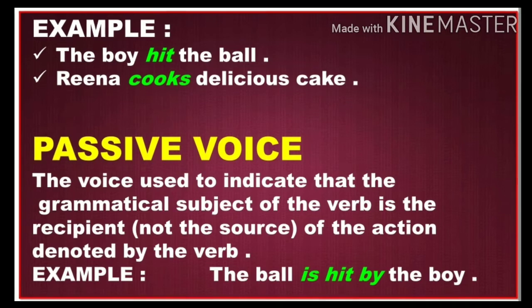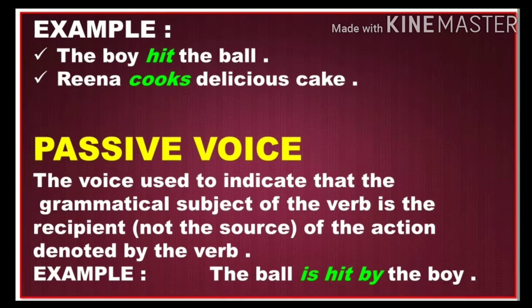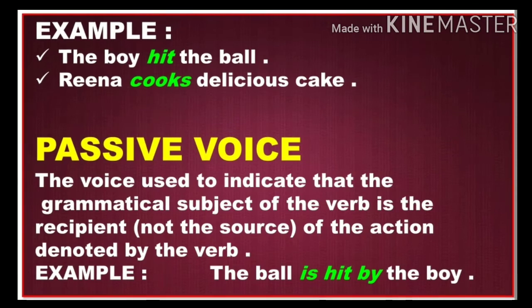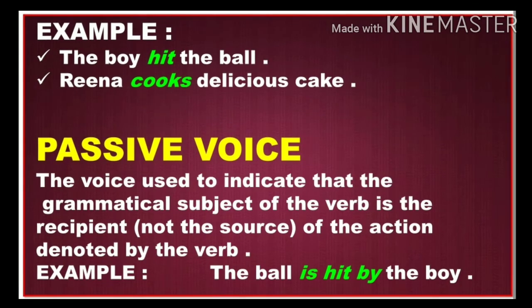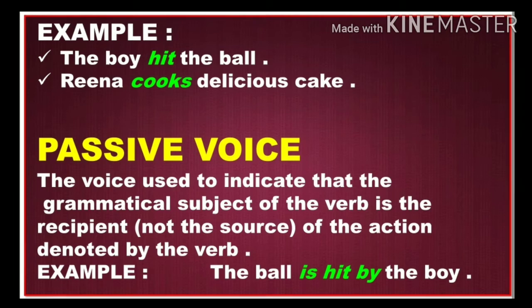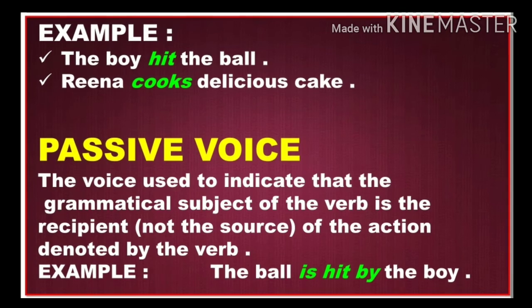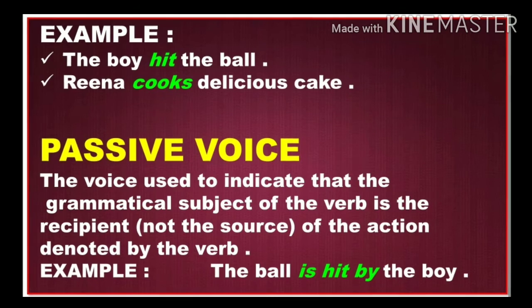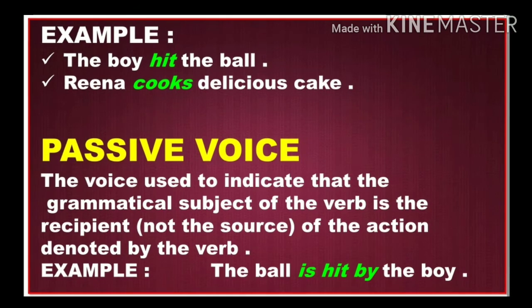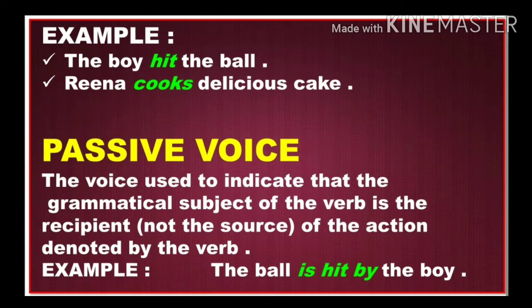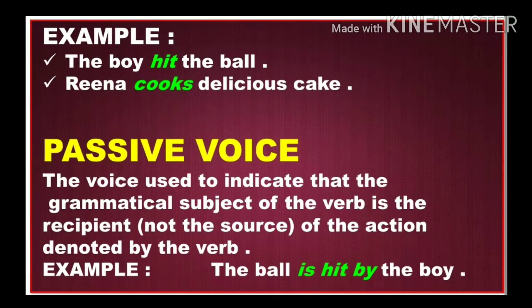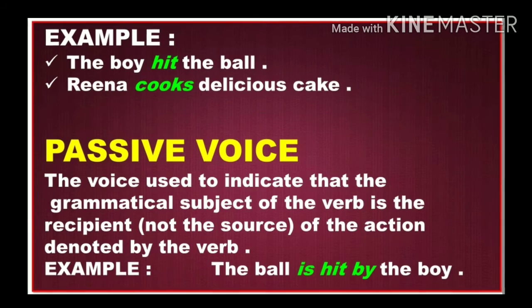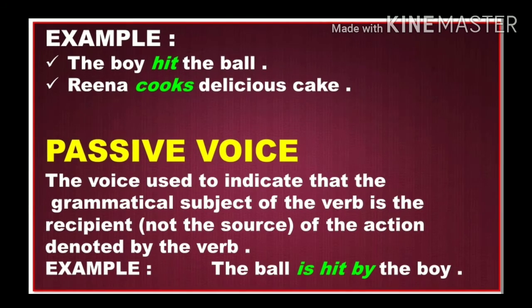Okay? The next one is passive voice. The voice used to indicate that the grammatical subject of the verb is the recipient, not the source of the action denoted by the verb. We can understand it in a simple way. If the verb shows that the subject is not the doer of the action, therefore those sentences are called a passive voice. Look at the examples.